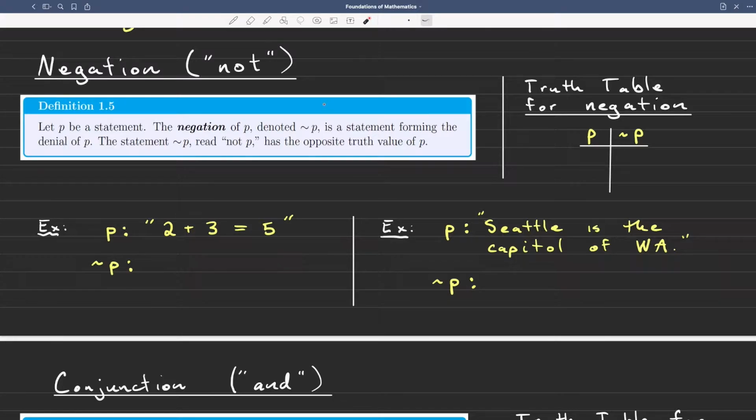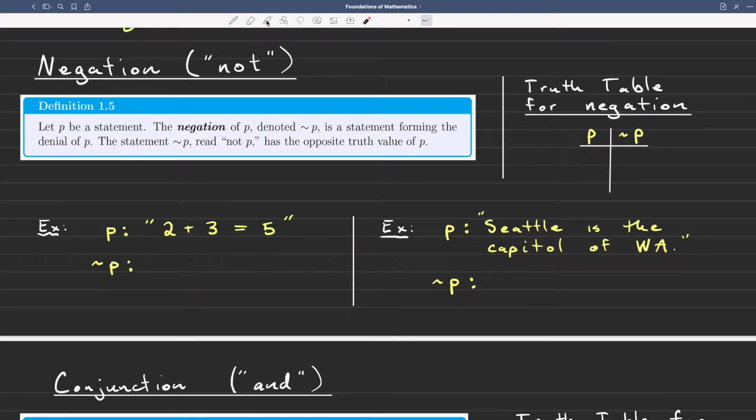So the negation of P, denoted tilde P, is just the statement forming the denial of P. In other words, we call it not P. Whatever the truth value of P is, not P has the opposite truth value. So if P is true, not P is going to be false, and if P is false, then not P would be true. We can capture that in a truth table here on the right.